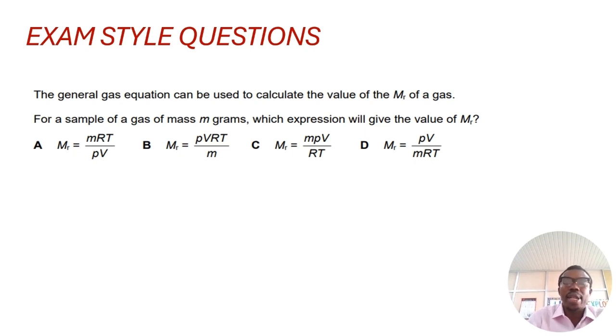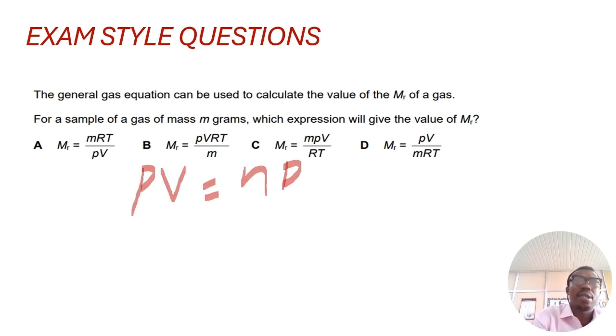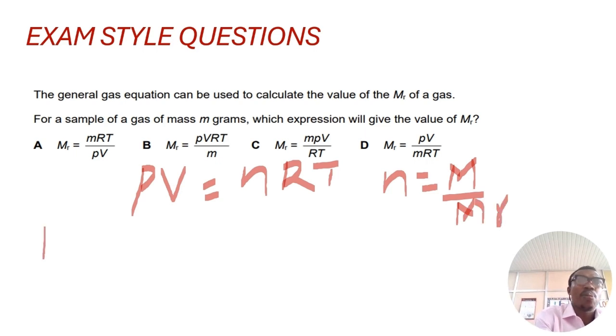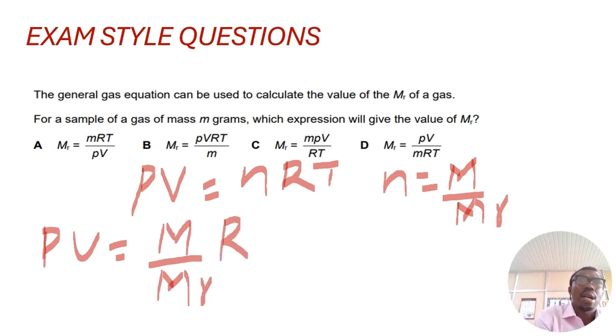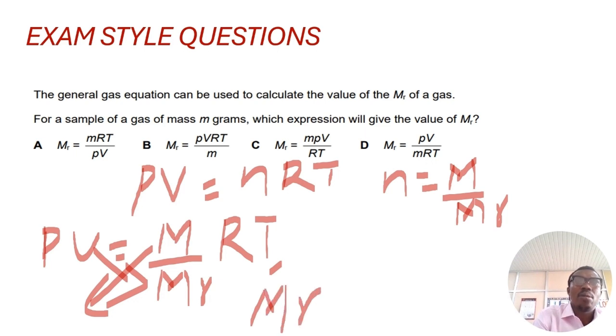So having considered the ideal gas equation, we'll have PV is equal to nRT, and you know that n is equal to the mass over molar mass. That means PV will be equal to mass over molar mass times RT. So all we just need to do to make molar mass the subject of the formula, if we cross multiply, therefore to make molar mass the subject of the formula, molar mass Mr will be equal to what?